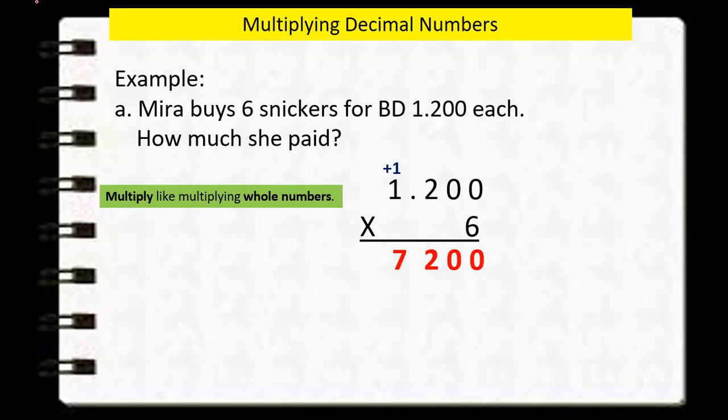Now, this time you have to count. You have to count from right here. Let's count 1, 2, 3. So we have 3 digits after the decimal point. So now we will count from the right to the left. 1, 2, 3, 4. Okay, so this is how you're going to multiply decimals. So always count from the right to the left, okay? And it depends on how many decimal places you have in the given number.